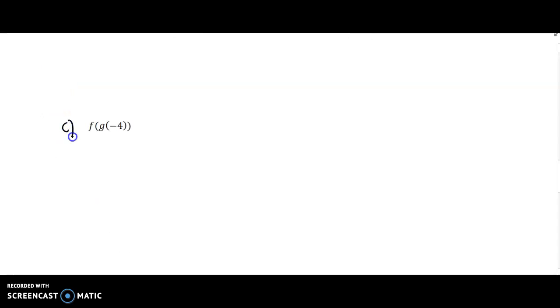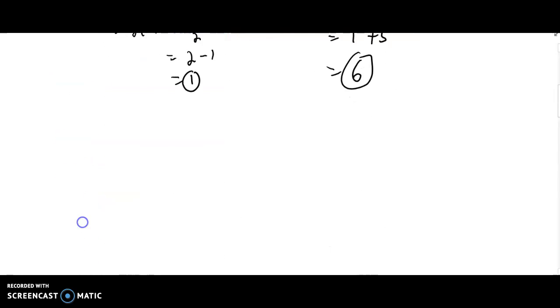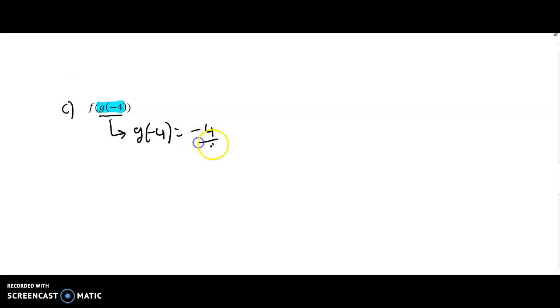Okay, part C, f of g of negative 4. So we want g of negative 4 first. Always start with the inner. X over 2 minus 1, right? Yep. So I have negative 4 over 2 minus 1. Negative 2 minus 1 is negative 3.